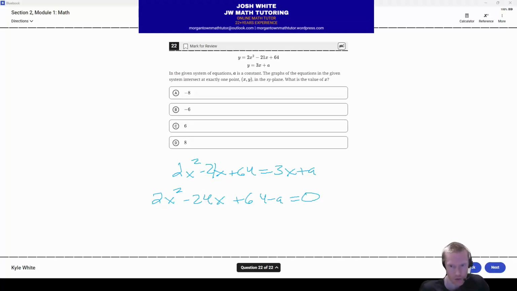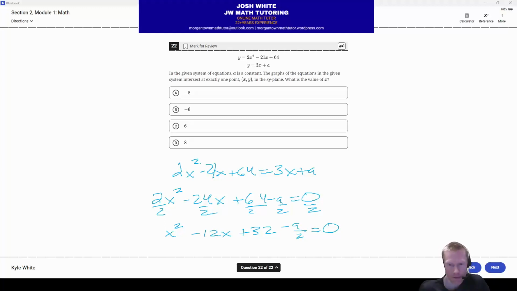Now, first of all, I would divide everything by 2 here just to make the numbers a little easier to work with. So then it becomes x squared minus 12x plus 32. Now it's going to make it a over 2, but that's fine. And on the right, it still says 0 because 0 divided by 2 is still 0.